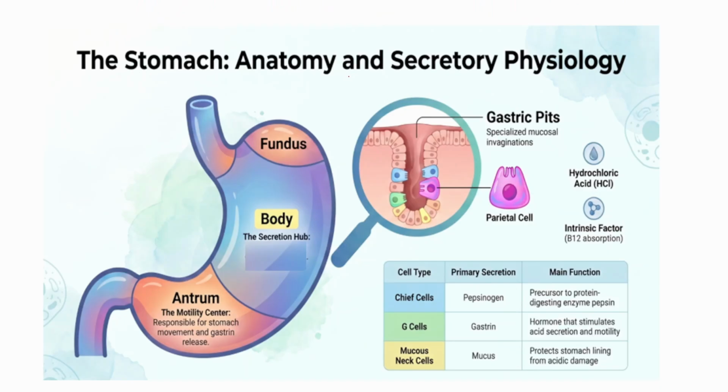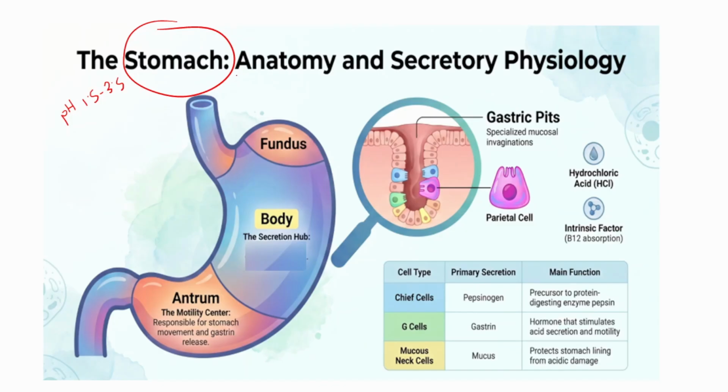Now we will move our attention to stomach, which is the most chemically aggressive organ in the digestive system, and it earns that reputation by maintaining a luminal pH of around 1.5 to 3.5. That is more acidic than battery acid for comparison.